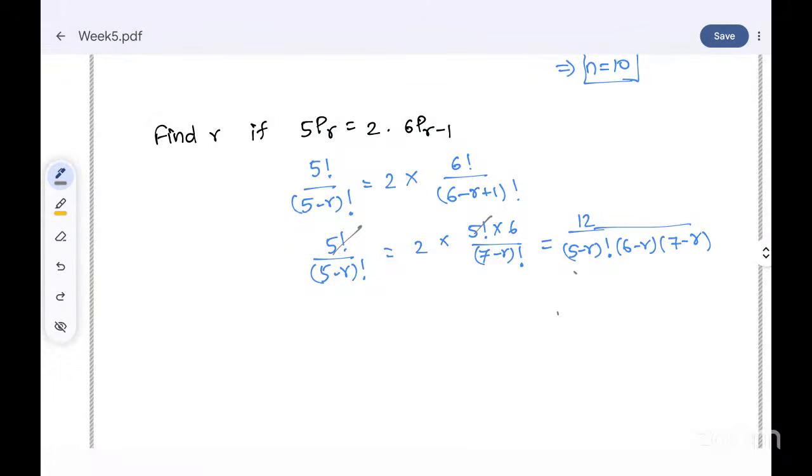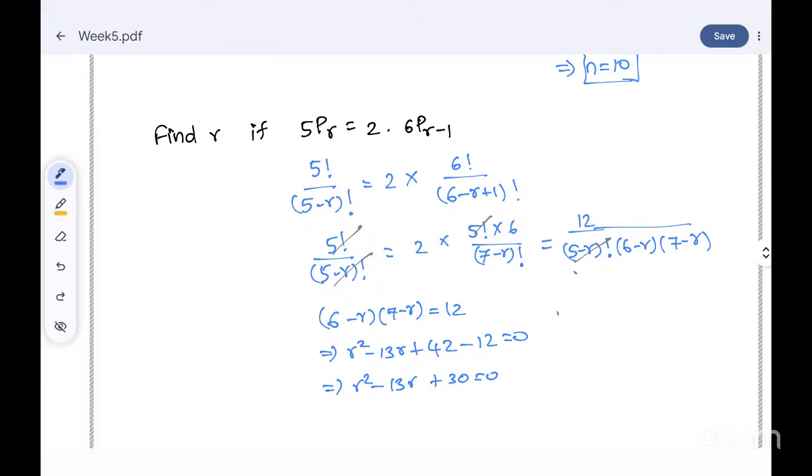Okay, so now if we have this, then we can cancel this one out. So once we cancel this, what is remaining? Here (6 minus r) into (7 minus r) is equal to 12. So this means you have r square minus 13r plus 42 minus 12 equal to 0. So r square minus 13r plus 30 equal to 0.